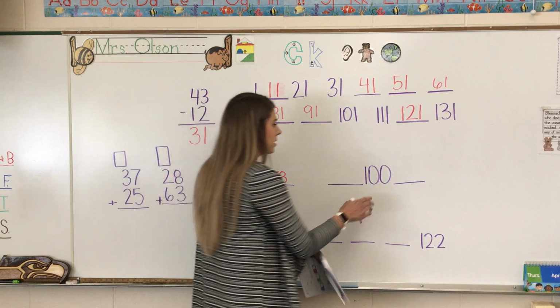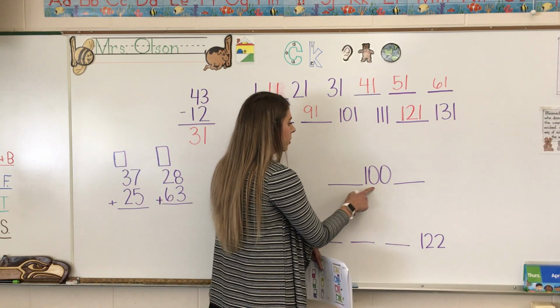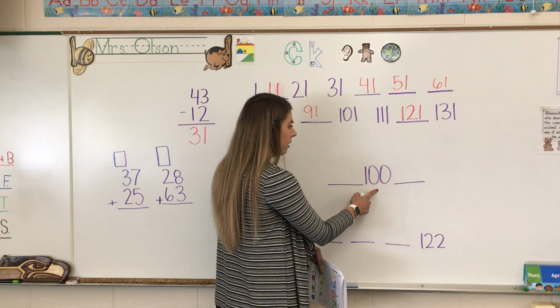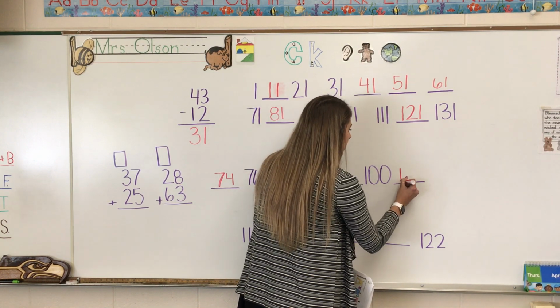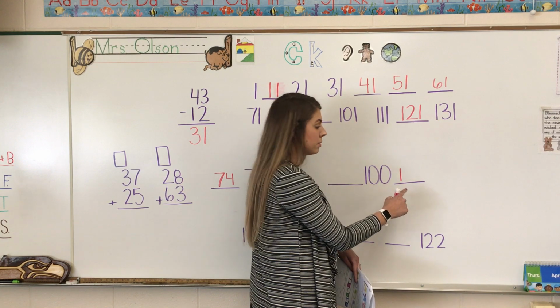And then the next one here, this one's a little tricky. So we'll start with going 2 up first. So if we have 100, we know that we're going to put a 1 here because it's still going to be a 1 in the hundreds place.